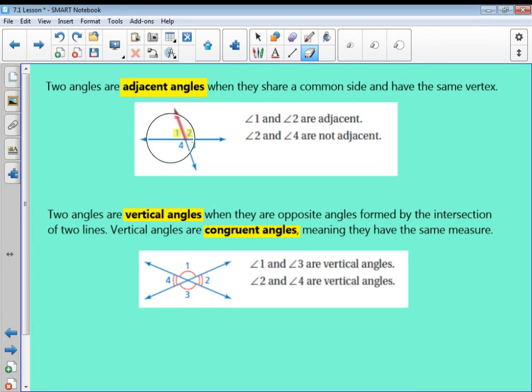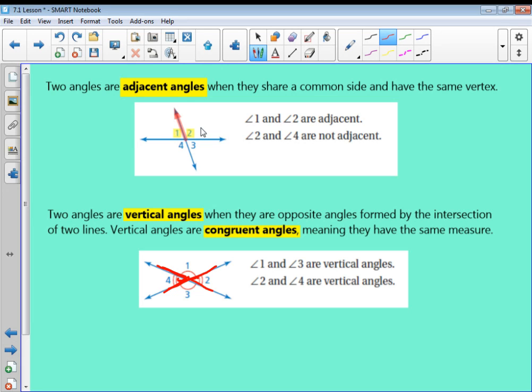Okay, vertical angles are going to be two angles that are opposite angles from each other. They're formed by an intersection of two lines, and they are considered congruent angles, meaning they are equal in measure. So for example, here's my visual for vertical angles. Notice this right here. See how I have kind of a turned sideways V? That V is pointing to the other vertical angle right there. There's the other V. So I say, oh, those are those angles that are across the V from each other.